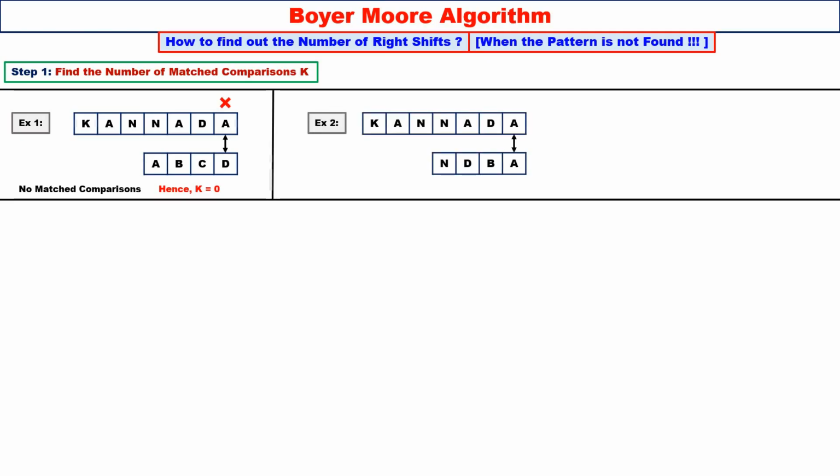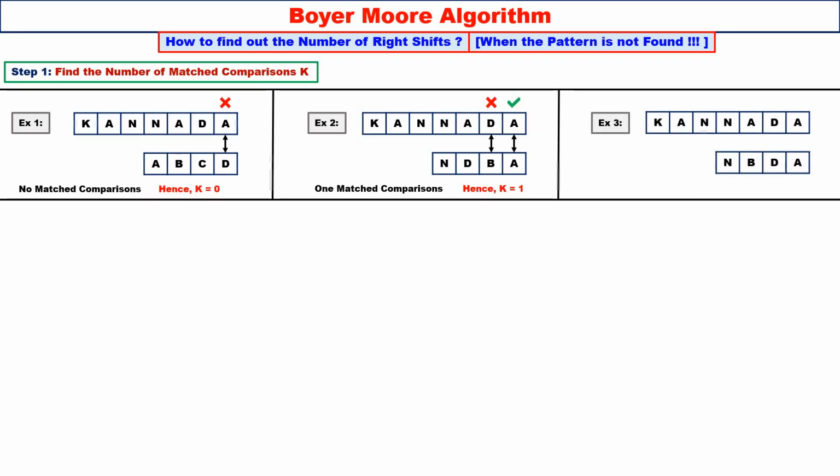Here you take A and A. A and A matched, but B and D did not match. So how many matched comparisons did we have? 1. Therefore, K is equal to 1. Now we will take this example. A and A matched, D and D matched, B and A did not match. Then how many matched comparisons did we have? 2 matched comparisons. Therefore, K is equal to 2. See, very important. What is K? K is the number of matched comparisons. Make it very clear because the K value becomes very important. Okay, very simple. K value is the number of matched comparisons.